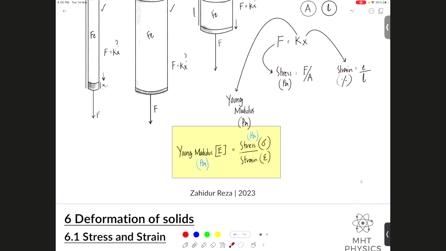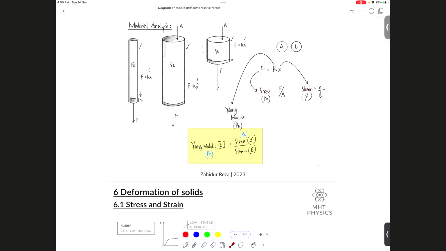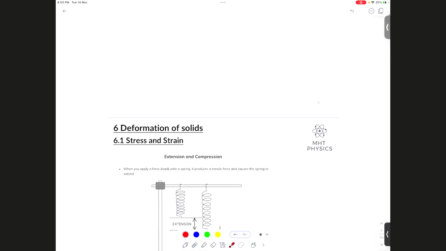Are you guys done? Any questions? I'll just clarify. Stress, strain, Young modulus. Do you understand these three quantities so far? What they mean? I'll show you applications of them, but these are quantities used to compare material behavior. Okay? Right. So what we'll do now, can you go to page 5?